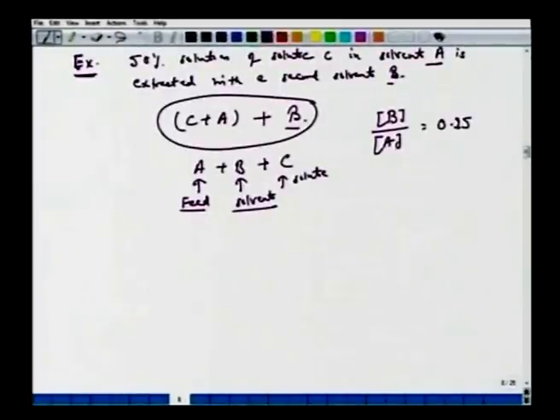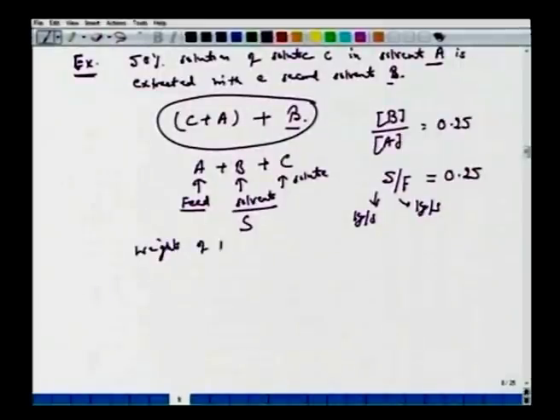So now it says the weight of B. All it means is that even the flow rates will be in the same ratio. So S by F, maybe. This is solvent B, using the previous nomenclature, S by F is essentially 0.25. So kg per second here, and kg per second here. Although it says the weight of B is 25% that of the feed, essentially this has the same meaning: S by F is 0.25.